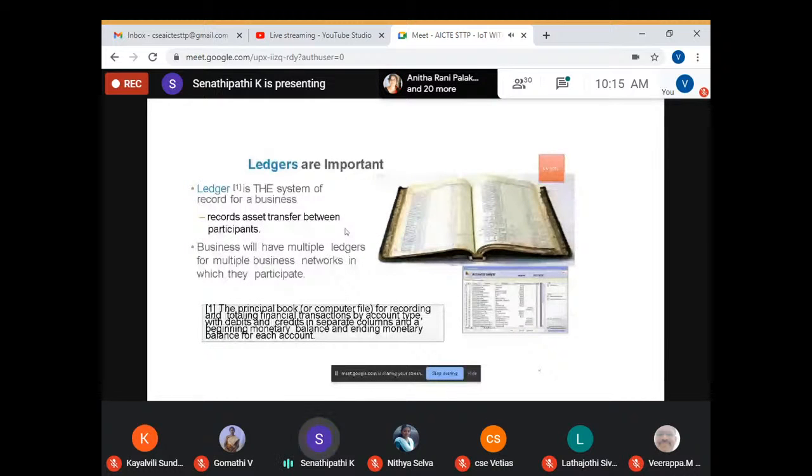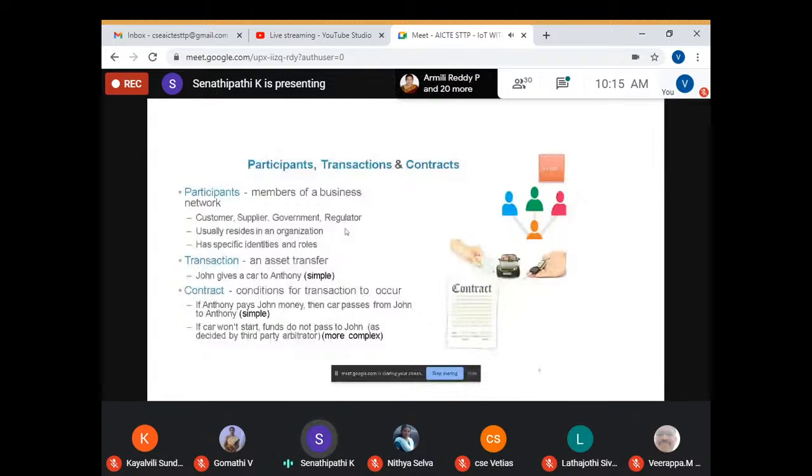And the next terminology is participants. So participants are nothing but members in a business network, right? The member may be a customer, a supplier, or government, or regulator, right? So they are all called participants. And a transaction is nothing but the transfer of an asset. A contract is nothing but the conditions for the transactions. So these are some of the terminologies I'm talking about.